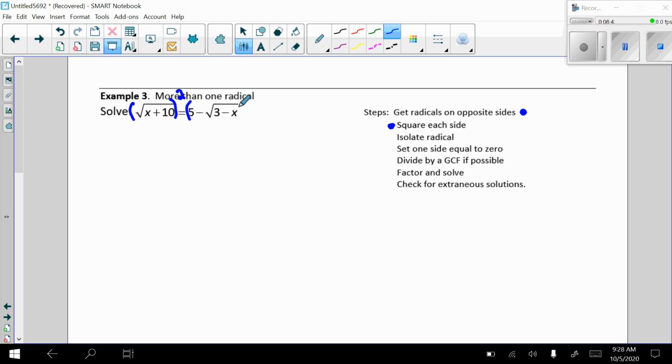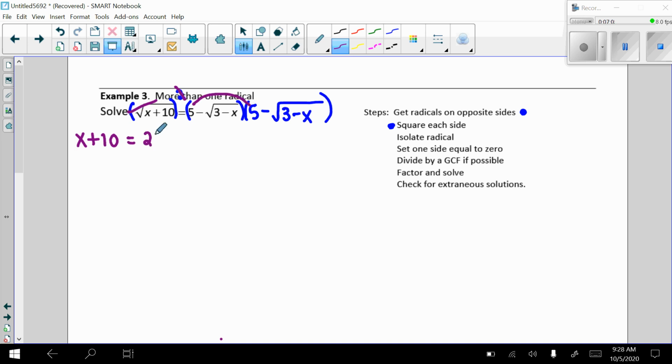Now what I would do on this right side is I would rewrite it because I want to make sure that I FOIL it correctly. And it's going to help me to actually see it written out like that. The left side is easy. Those are going to cancel each other out and we just get x plus 10. On the right side, we're going to have to FOIL.